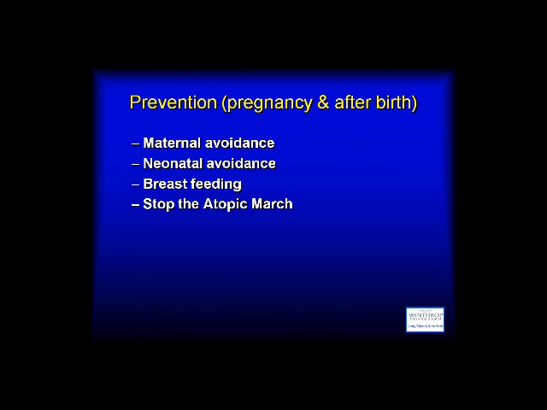I tend to separate it to Monday and Wednesday for them to apply the active drug. If you look at other studies, some say just the weekend, Saturday and Sunday, you apply your tacrolimus or your topical corticosteroids, and then you give it a rest for the next 5 days. So you can do either one. Prevention: maternal avoidance, neonatal avoidance, breastfeeding, and stopping the atopic march are all part of prevention.